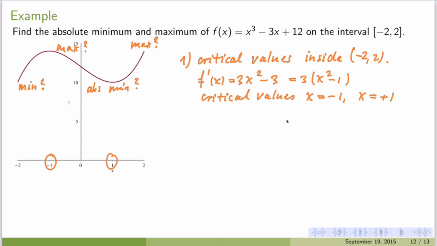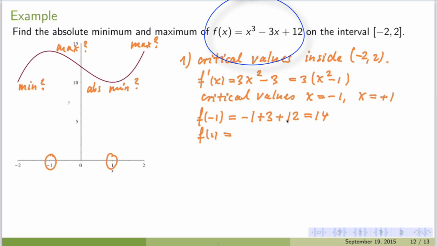We need to compute the value of f at those points. So f at -1, let's use the formula from above. This is -1 plus 3 plus 12, which is 14. And f at 1 is, again using this formula, 1 minus 3 plus 12, which is equal to 10.